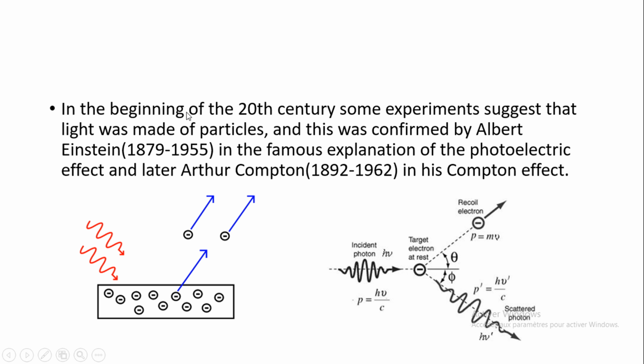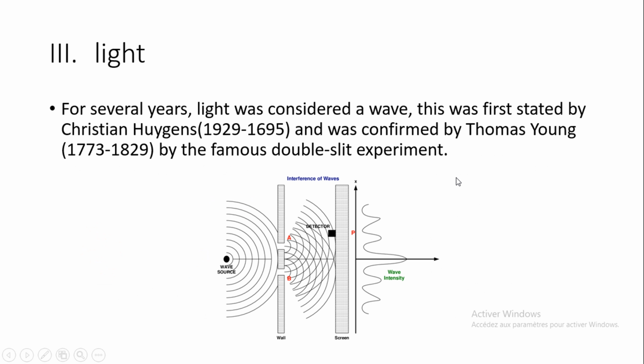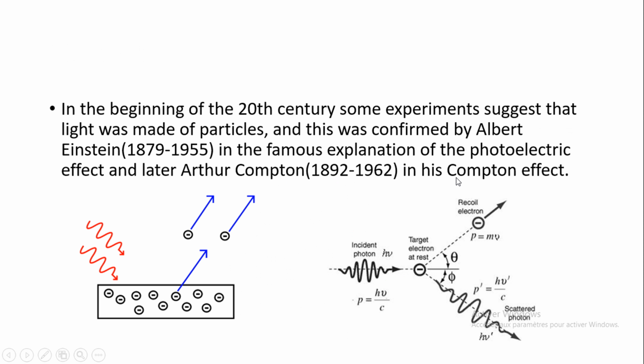In the beginning of the 20th century, some experiments suggested that light was made of particles, and this was confirmed by Albert Einstein in the famous explanation of the photoelectric effect, and later Arthur Compton in his Compton effect. So we said that light was a wave at first, but then some experiments suggested that light was a particle as well. We have two famous experiments, and the first one is the photoelectric effect.